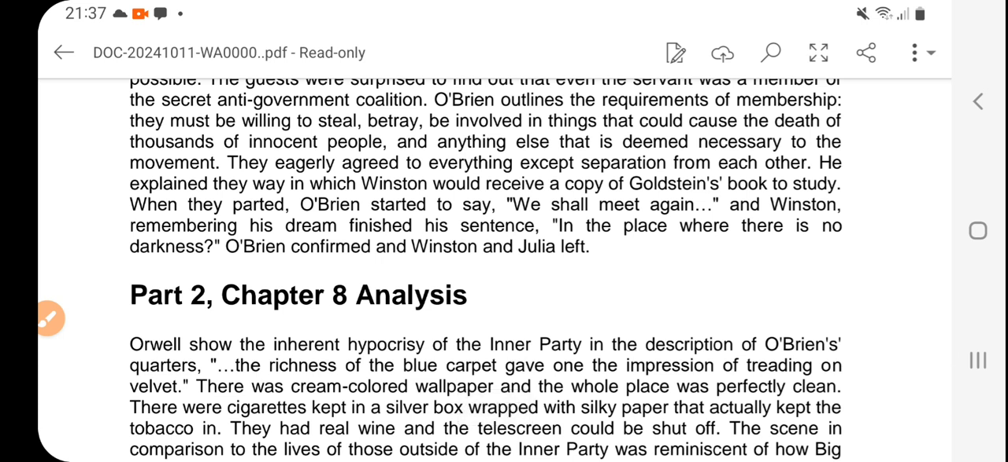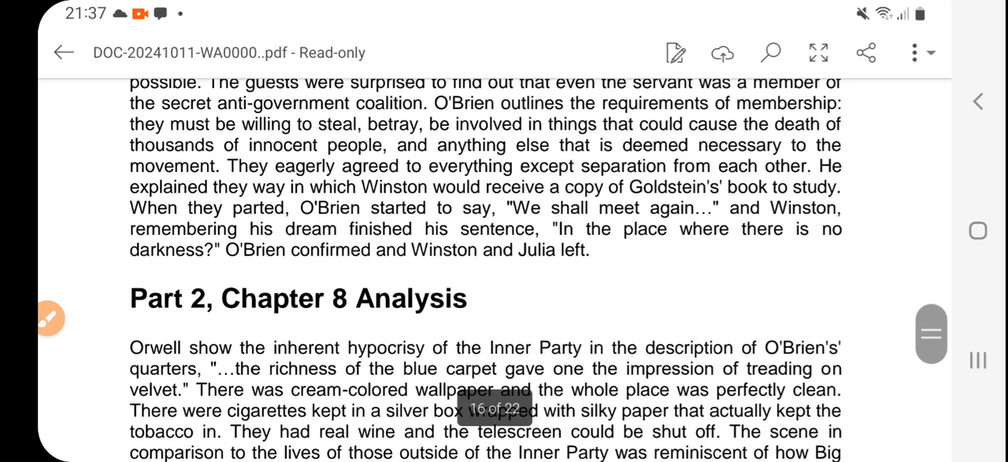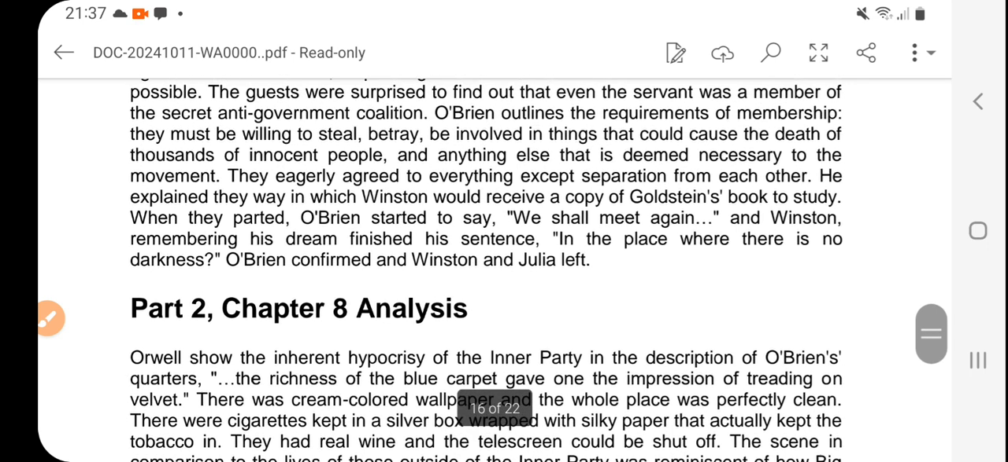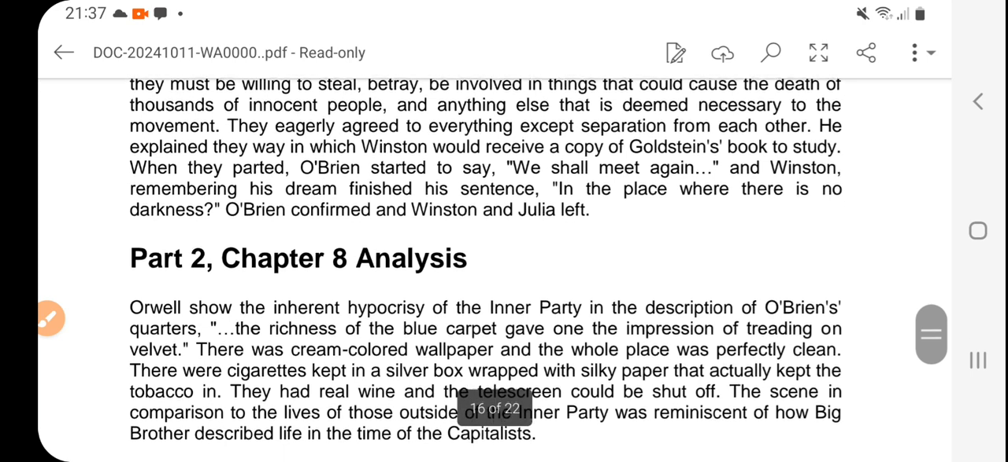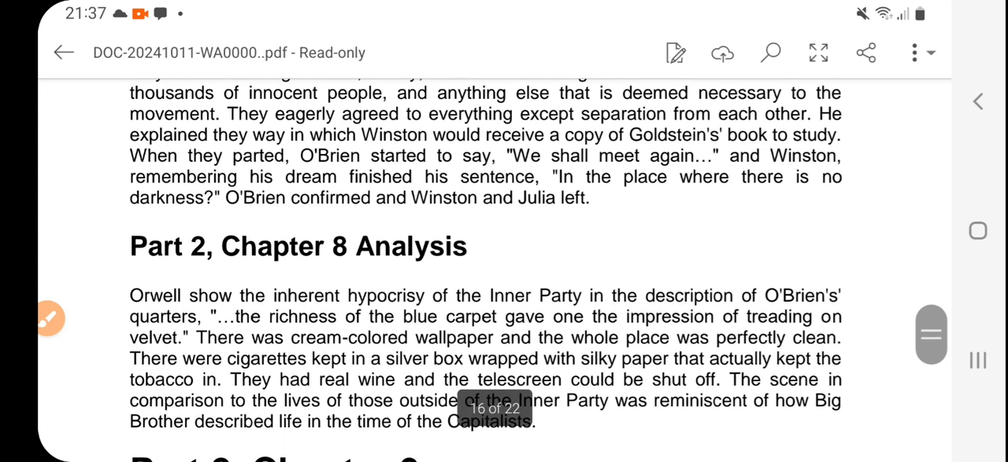So O'Brien outlines the requirements of membership. They must be willing to steal, betray, be involved in things that could cause the death of thousands of innocent people, and anything else that is deemed necessary to the moment.